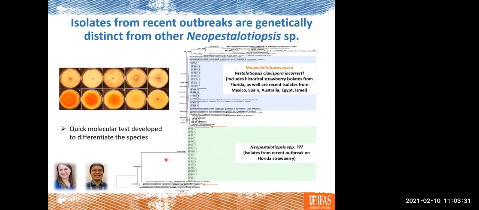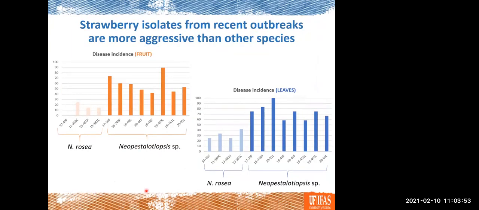So based on these genetic differences, we have developed a quick molecular test that we've been using in our diagnostic clinic. So when we receive samples, we can tell whether it's the new and more aggressive species or the new Bacillotropis rosei, which is not as aggressive. We have also confirmed with pathogenicity tests that those isolates from the recent outbreaks are more aggressive than the other species that we had before.